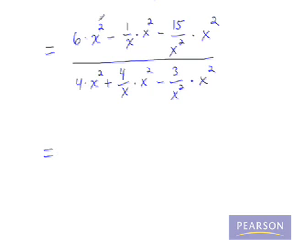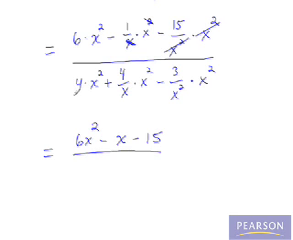Up top, 6 times x squared is 6x squared. The negative 1 over x times x squared, a factor of x will divide out a factor of x, and we're left with negative x. And our last term, the x squareds will divide out, and we're left with a negative 15.